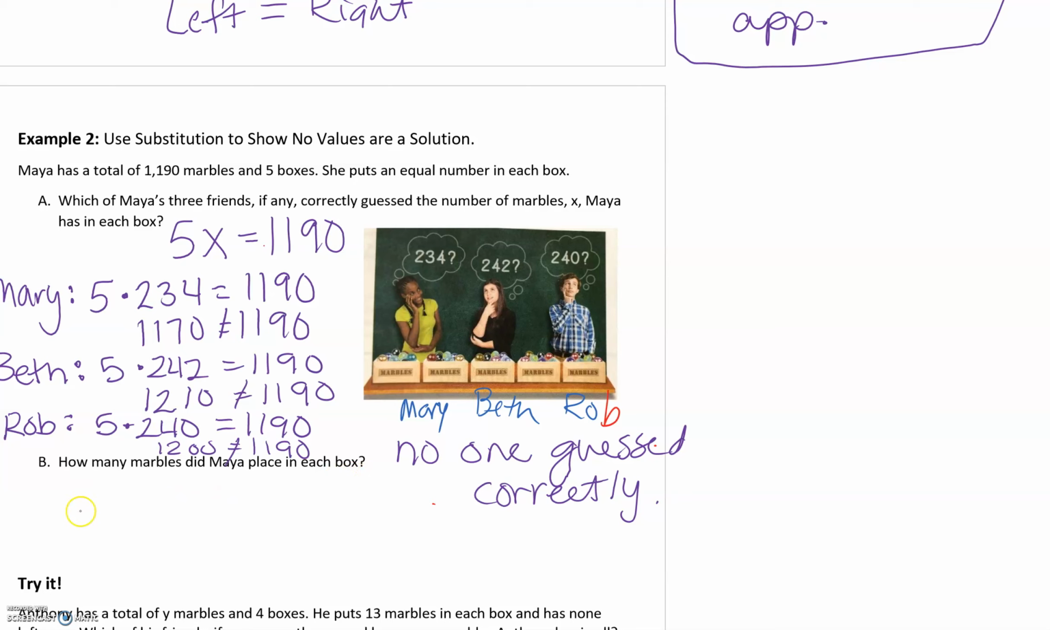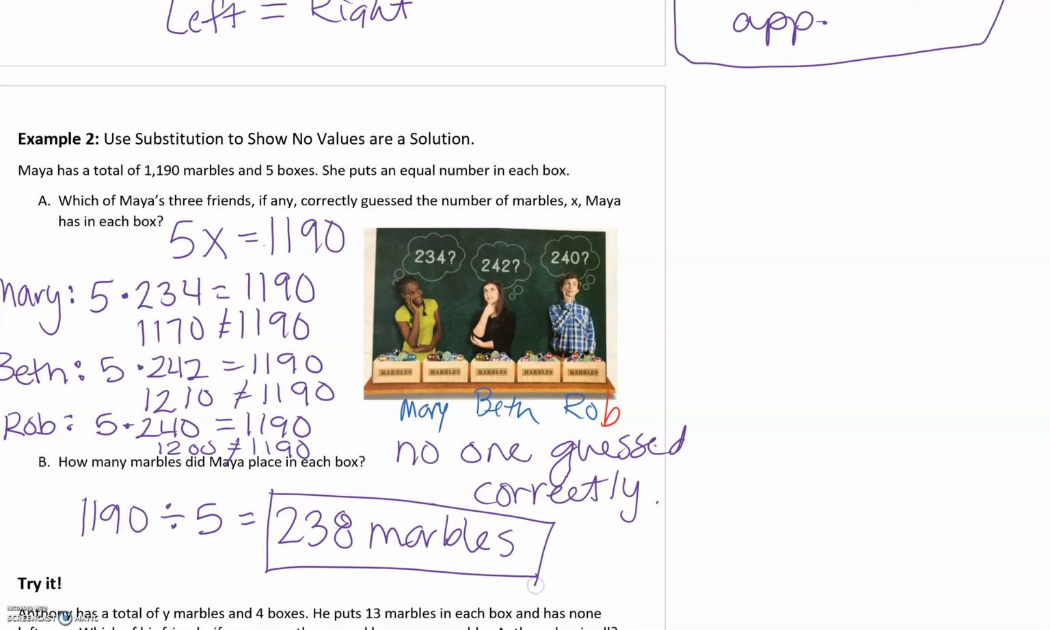So one way we could do that is to divide. We can take the total number and divide that by the 5 boxes that she has divided her marbles into, and we have 238 marbles. Okay. All right. So sometimes no one has the correct solution.